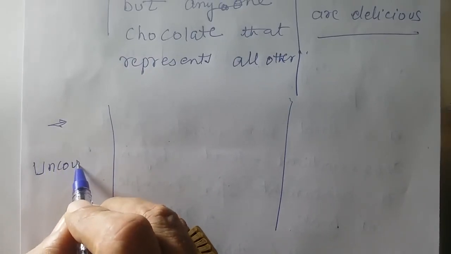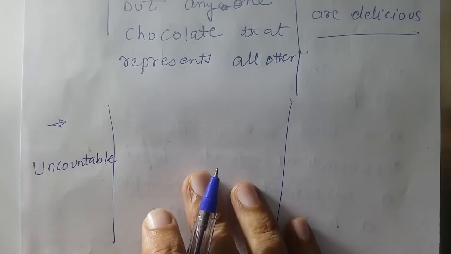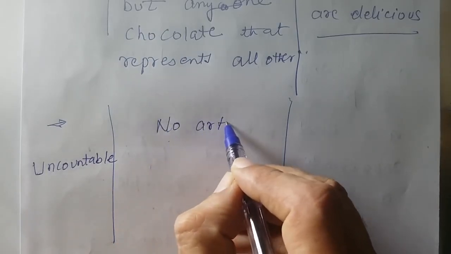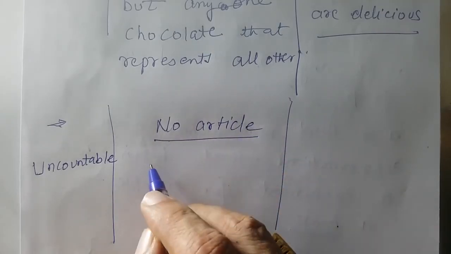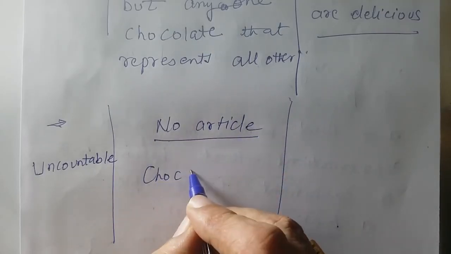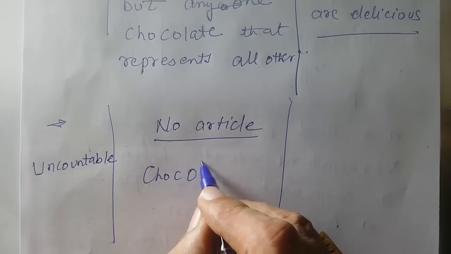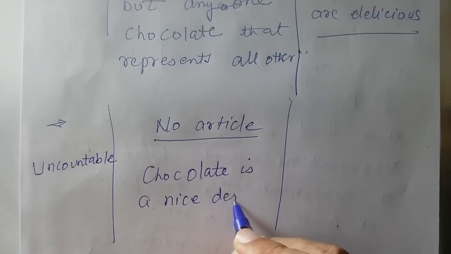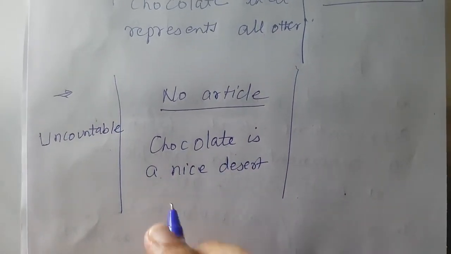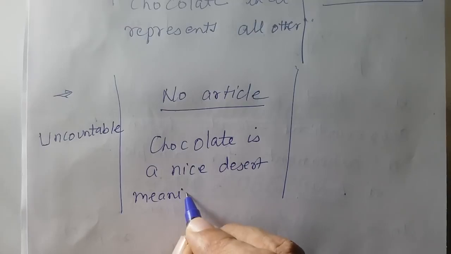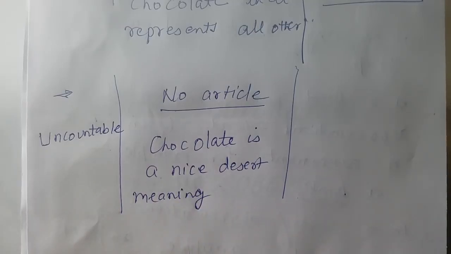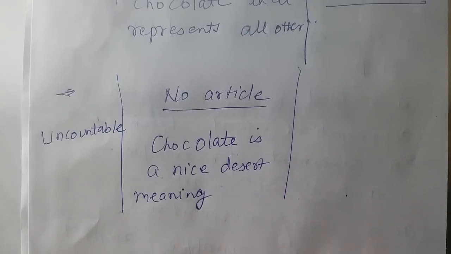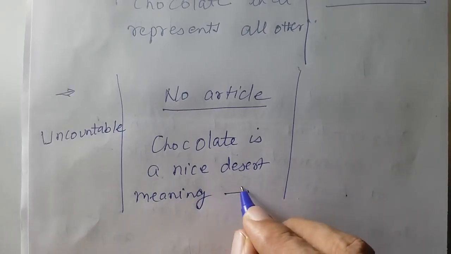So let's go with uncomplicated. Here there is no need of article. Chocolate is a nice dessert. Meaning, now please, you say my answer is yes, then why it is not given? My answer is no, then why it is yes? Now check the meaning of this line.